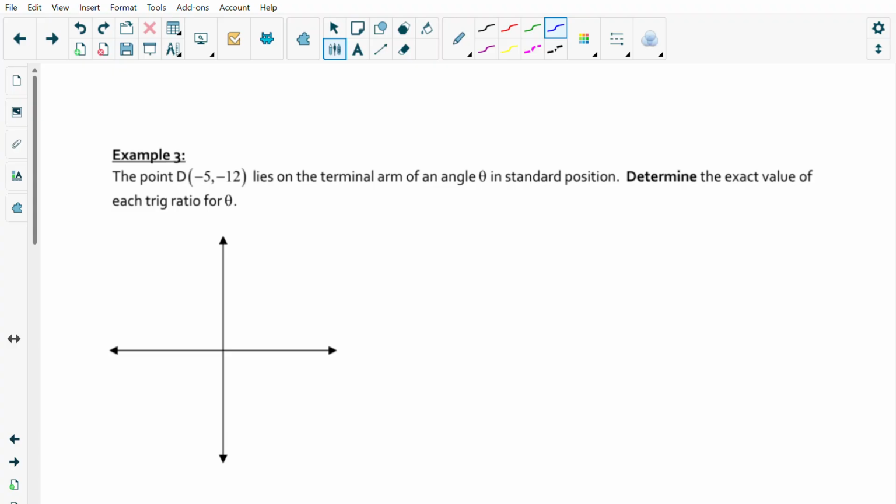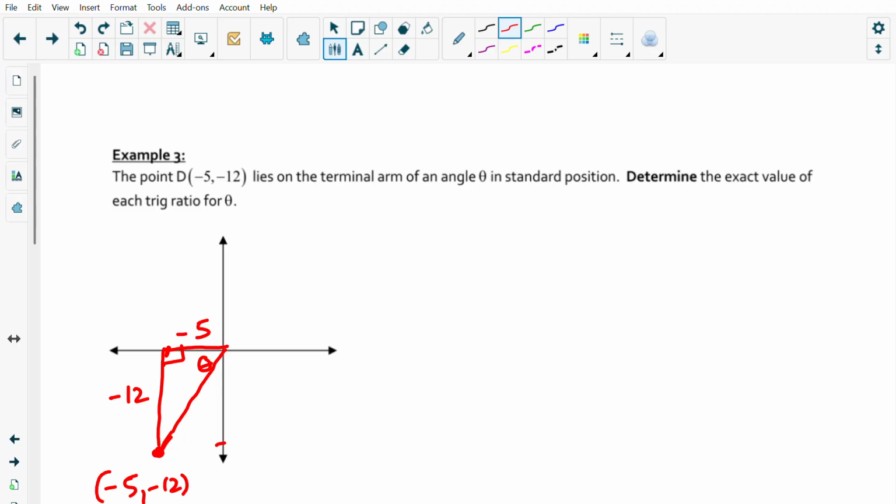Okay, example 3. The point D, negative 5, negative 12, lies on the terminal arm of an angle of theta in standard position. Determine the exact value of each trig ratio for theta. So let's be careful here. When I draw this out, folks, negative 5, negative 12. Okay, let me draw my triangle in. That's negative 5, negative 12. There's theta. There's my right angle.